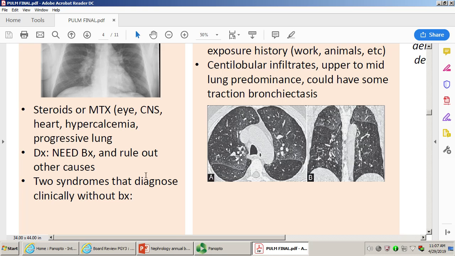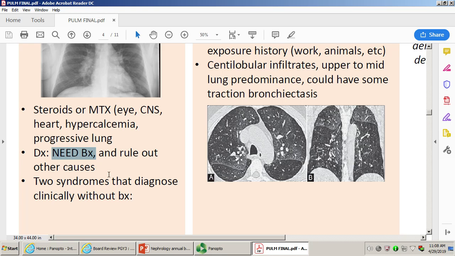Sarcoid, you need a biopsy, right? Why do you need to confirm your suspicion of sarcoid with biopsy? It could be cancer, right? A lot of other things can cause lymphadenopathy in the hilar region. It could be infectious, TB, it could be lymphomas, it could be germ cell tumors, right? So you need to always biopsy.